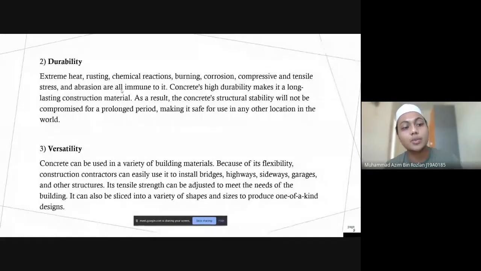Versatility means usefulness. Concrete can be used in a variety of building materials because of its flexibility. Construction contractors can easily use it to install bridges, highways, sidewalks, garages and other structures. Its tensile strength can be adjusted to meet the needs of the building. It can also be cast into a variety of shapes and sizes to produce different kinds of design.